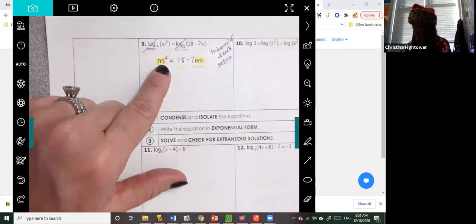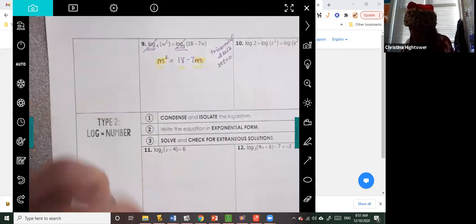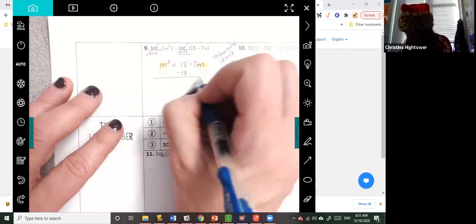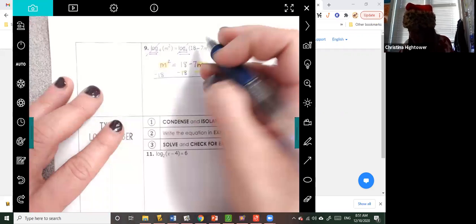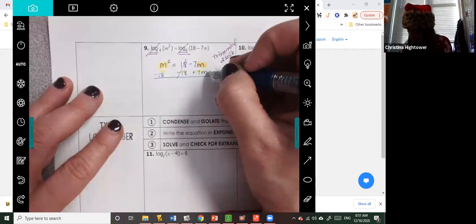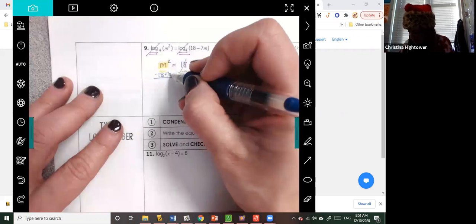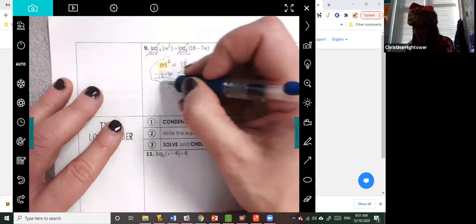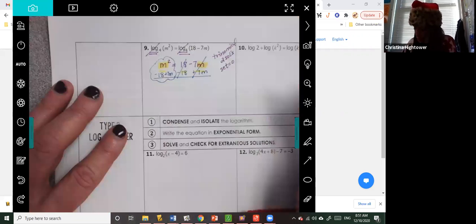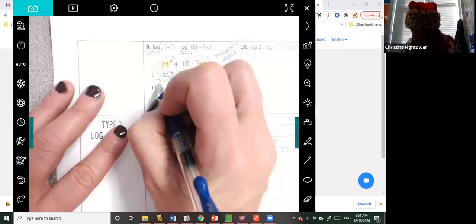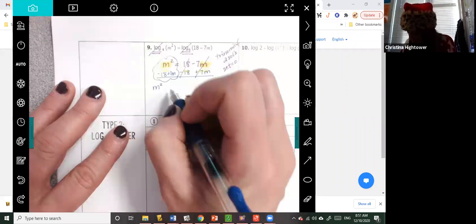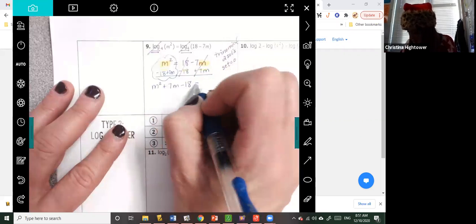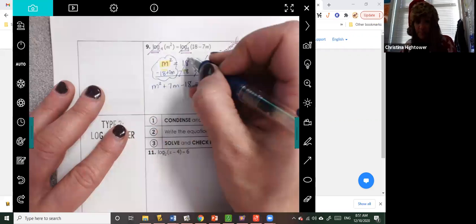So what I'm going to do is move my 18 over and my 7m over. I'm going to add 7m and add 7m. So now I'm just going to take all this and put it in trinomial order, descending order. m squared plus 7m minus 18 equals, there's nothing left over here, so 0.